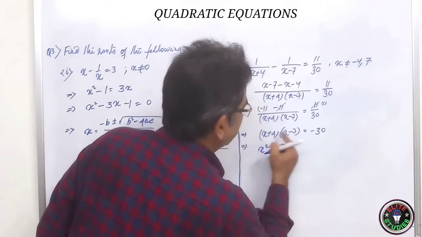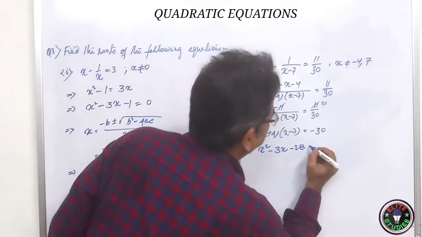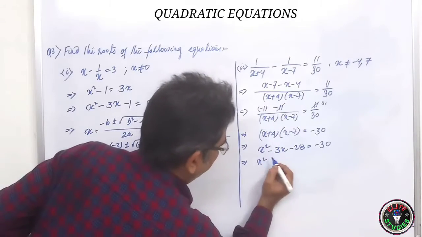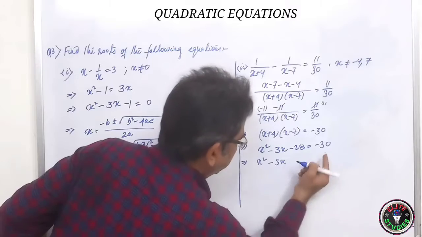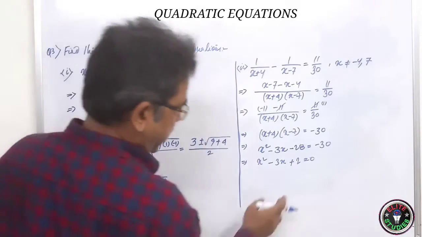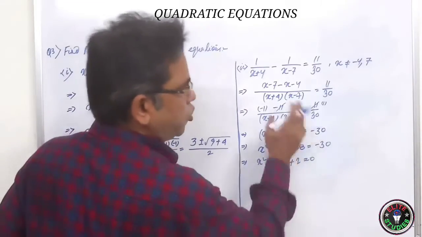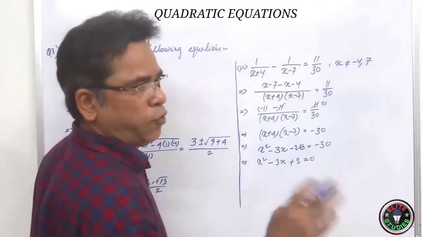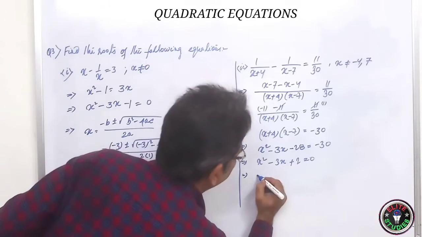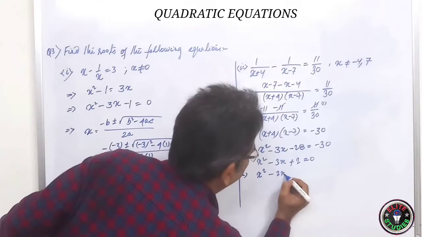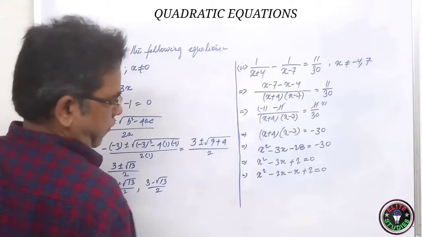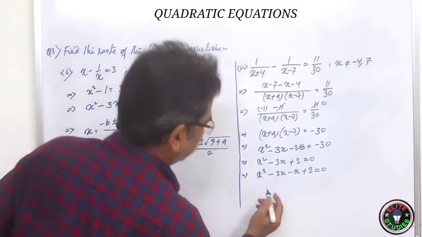Minus 4 into 7 is minus 28, equal to minus 30. So this will give you x square minus 3x plus 2 equal to 0 if you bring it here. Dear students, in such cases, with small numbers, don't do completing the square or use the formula. It will take time. This can be easily factorized because 2 is 2 into 1. So by factorization, x square minus 2x minus x plus 2 is equal to 0. Just factorization, splitting the middle term.